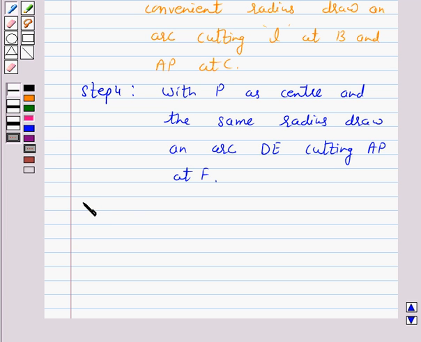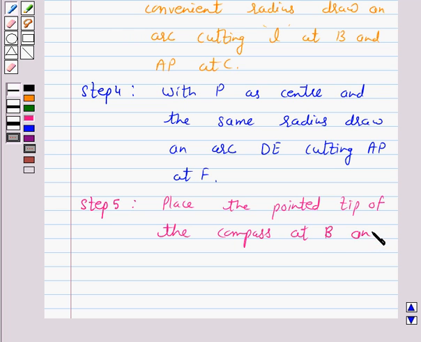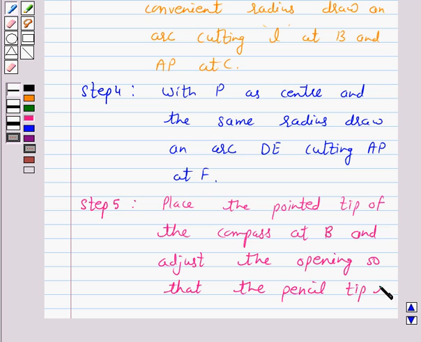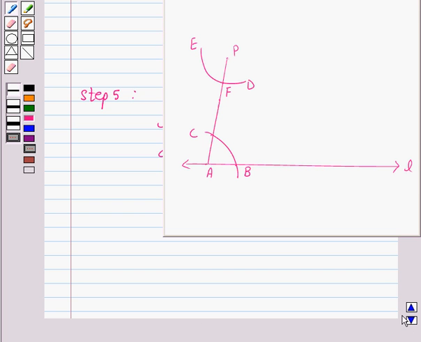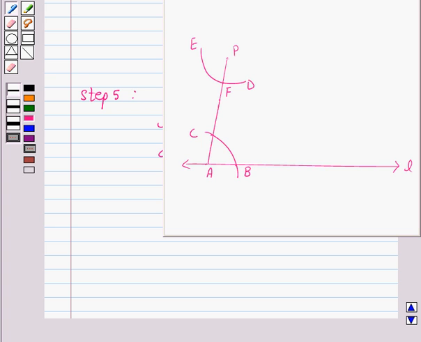Now next step is, place the pointed tip of the compass at B and adjust the opening so that the pencil tip is at C. That is, we will place the needle of the compass at B and the pencil tip at C.